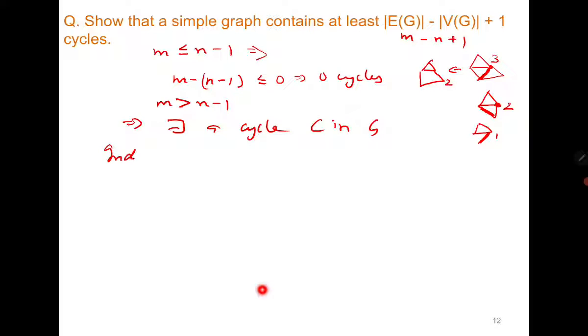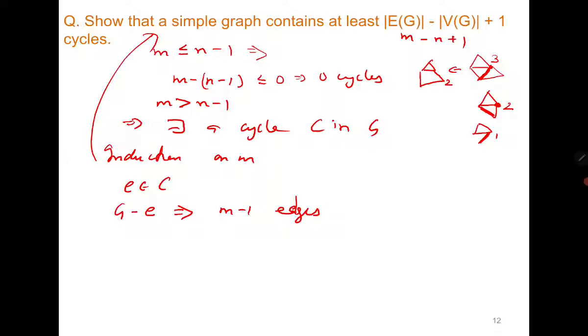Now assume induction on m, which we have already assumed. It means that if you consider a graph with less than or equal to m minus 1 edges, then the result holds. So consider an edge E that belongs to cycle C. Now if you consider G minus E, then G minus E has m minus 1 edges. So by induction, it has m minus 1 minus n plus 1 cycles.